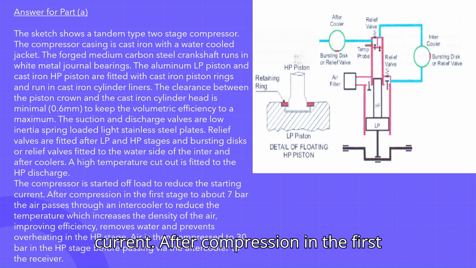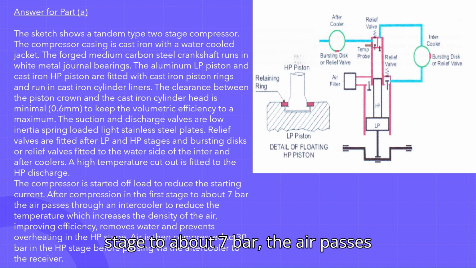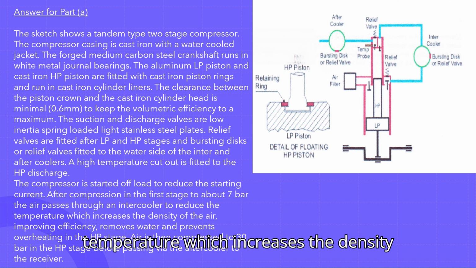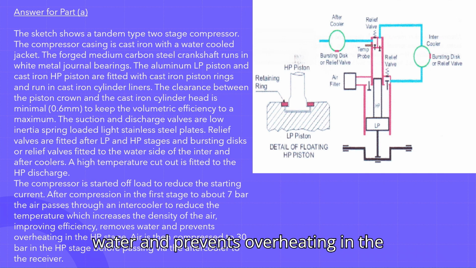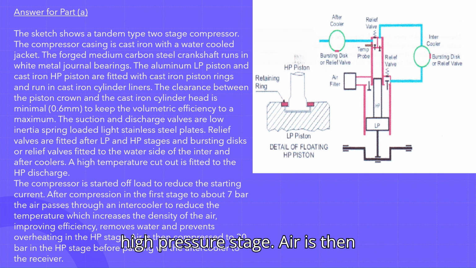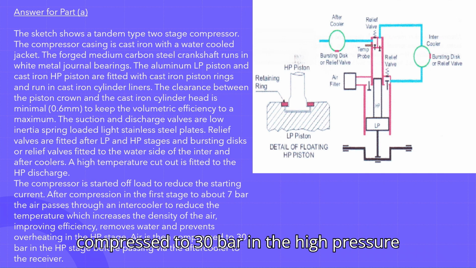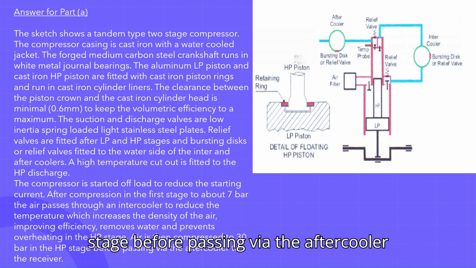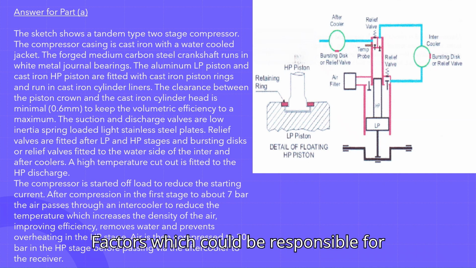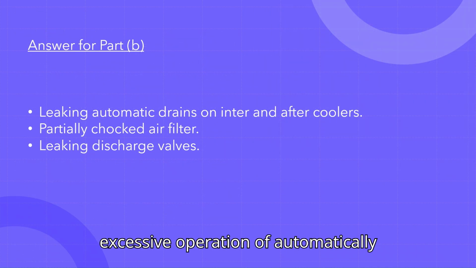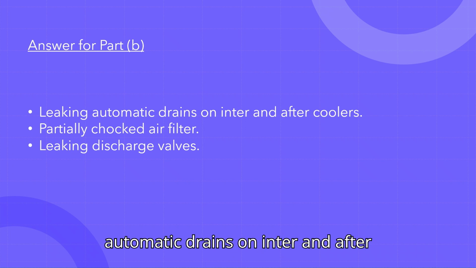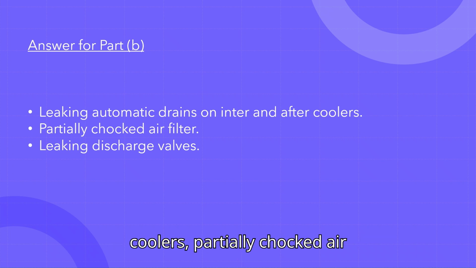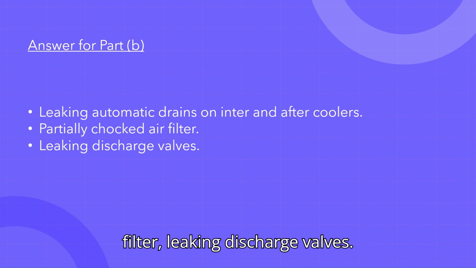After compression in the first stage to about 7 bar, the air passes through an intercooler to reduce the temperature, which increases the density of the air, improving efficiency, removes water and prevents overheating in the high-pressure stage. Air is then compressed to 30 bar in the high-pressure stage before passing via the aftercooler to the receiver. Factors which could be responsible for excessive operation of automatically controlled air compressors are: leaking automatic drains on inter and after coolers, partially choked air filter, leaking discharge valves.